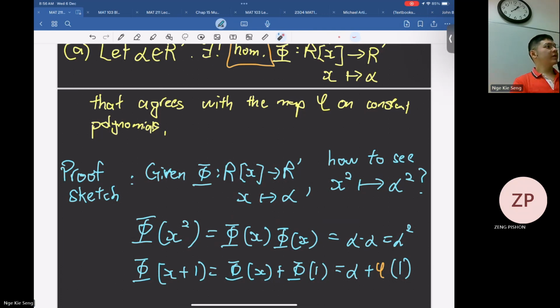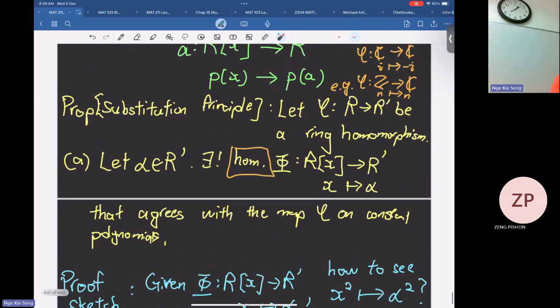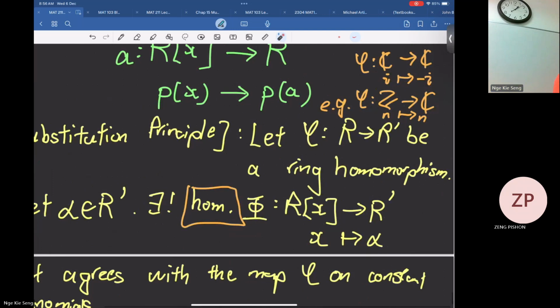So the idea of this proposition is, if you want to define a substitution map from a polynomial ring, you just tell me where the x should go. Okay, you just tell me where the x should go. And then all the rest is extended by homomorphism. And then on constants, you need to know what the ring homomorphism is here.